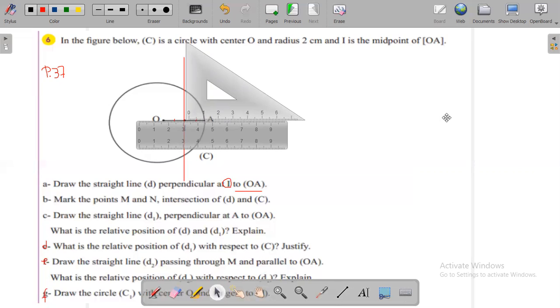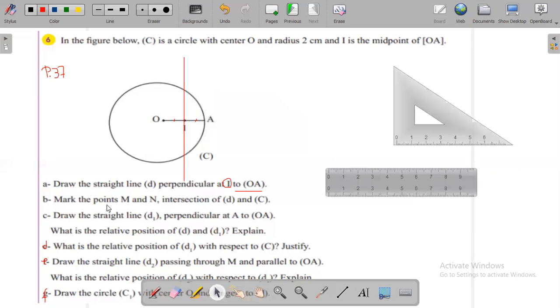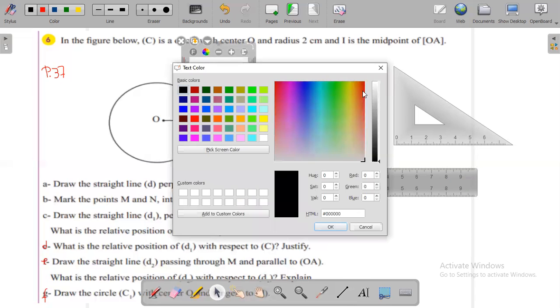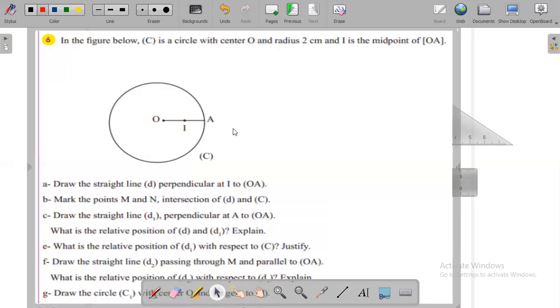Then don't forget to write the name of the line. It is a straight line D, so we write the name of the line, D.